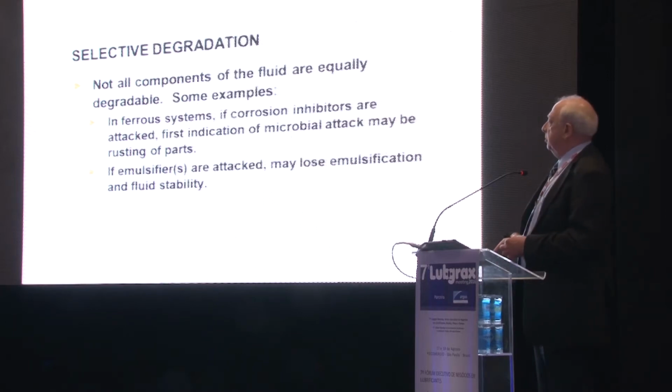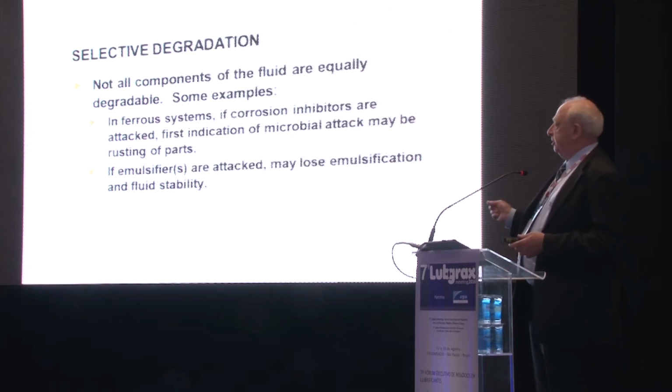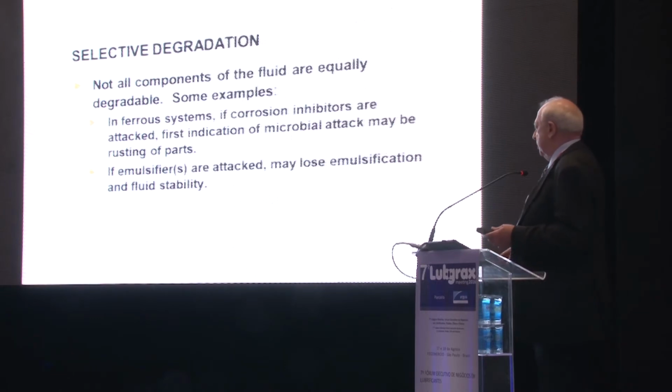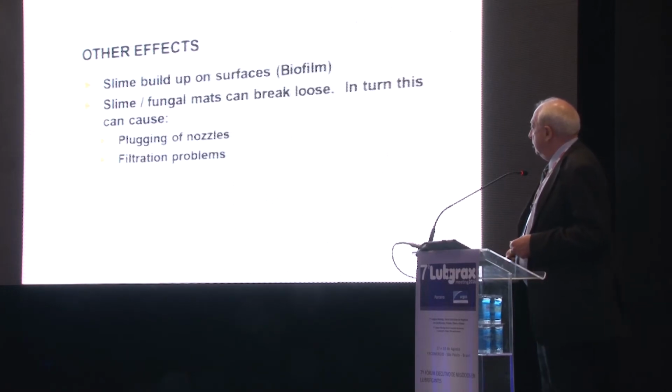You can also get some selective degradation. Not all the components of the fluid are equally degradable. So, for instance, if you're machining ferrous metals, quite often, if the corrosion inhibitors are attacked, the first indication of attack may be the customer starts complaining of rusting of parts. If you get emulsifiers being attacked, you may start to lose emulsification and fluid stability.